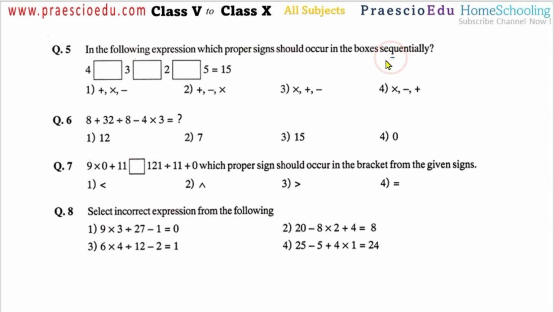Now question number 5: in the following expressions, which proper signs should occur in the boxes sequentially? Sequentially means respectively in a sequence, from the left side to the right side. So this should be first, second, third. That sequence we have to maintain, and as per that we have to choose the correct option.